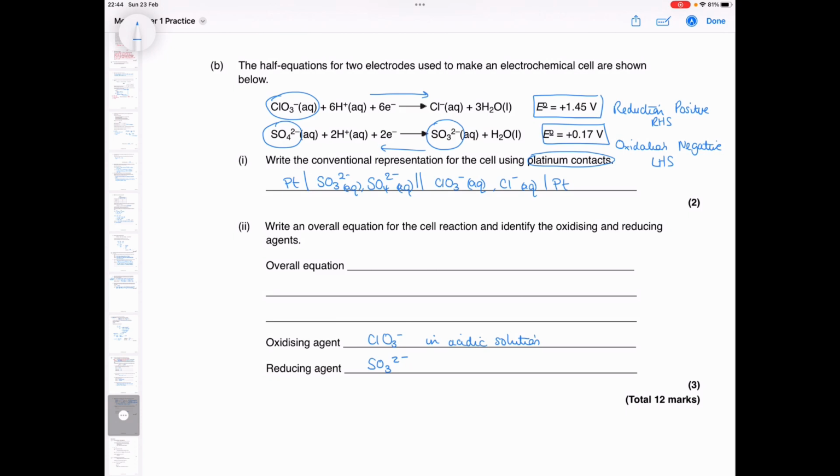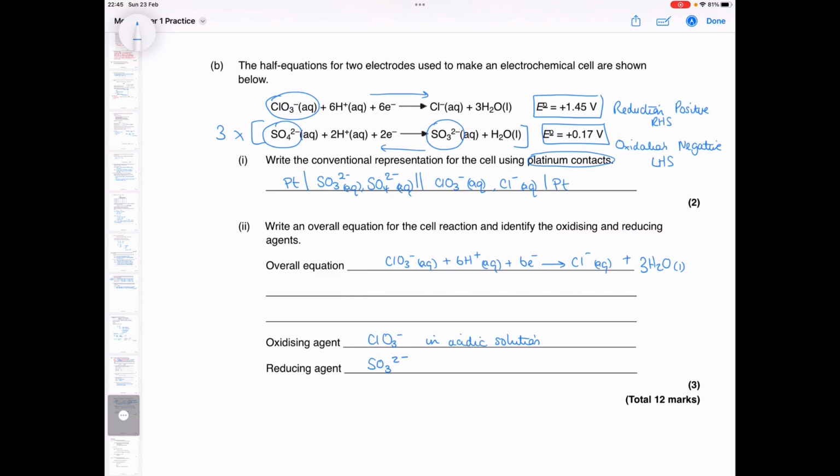So the overall equation then, we're going to have the more positive one going forward, so it's going to be the sum of ClO3- plus 6H+ plus 6e- goes to Cl- plus 3H2O, and then we're going to add that to the reverse of the more negative equation, and we're going to need to multiply that by 3, so we transfer 6 electrons in both cases.